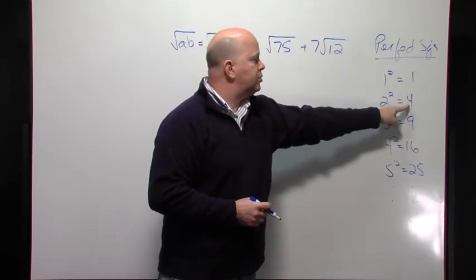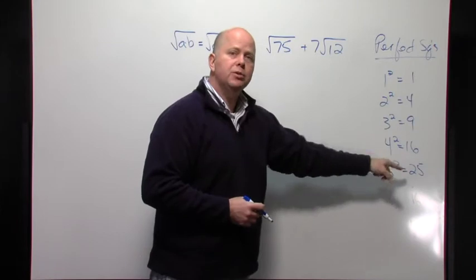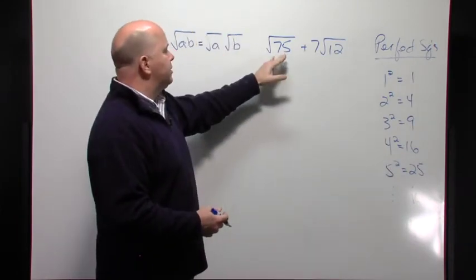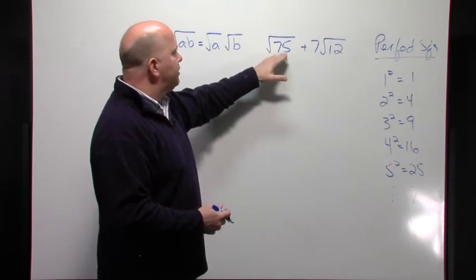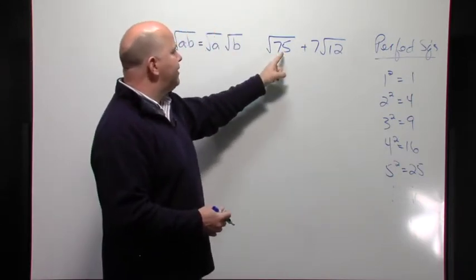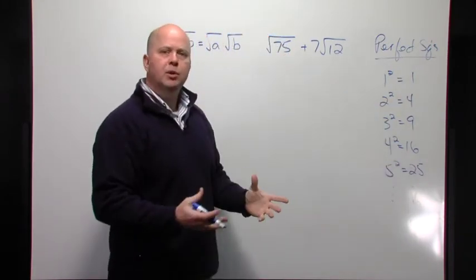Because we know the square root of 4 is 2. We know the square root of 9 is 3. We know the square root of 16 is 4, and so on. So how would we find this? Well, how do we know what the factors are that will work beautifully for this? Well, what we want to do is divide each of these perfect squares into this number until it works perfectly.